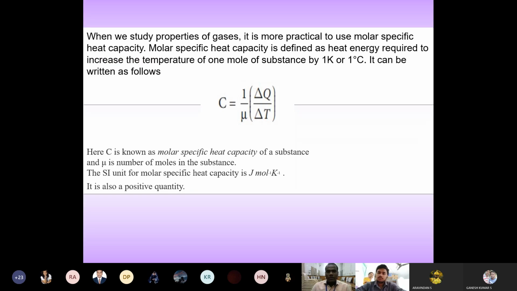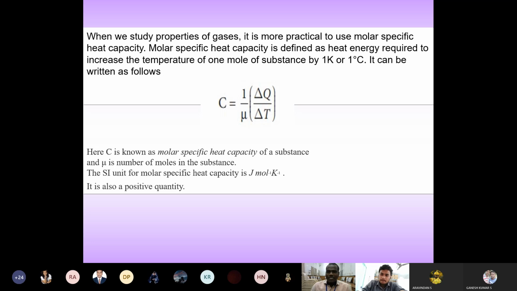When we study properties of gases, it's more practical to use molar specific heat capacity. So the next term introduced is molar specific heat capacity. There mass is considered; here the mole is considered. Molecular quantity is considered. So it's more practical to use molar specific heat capacity.